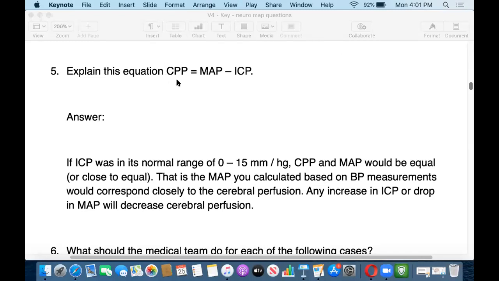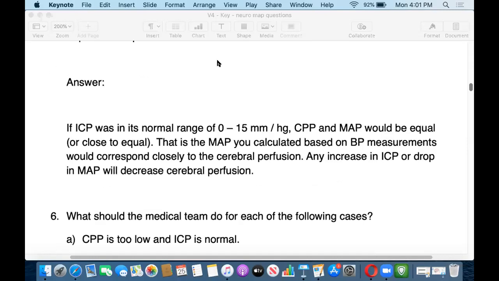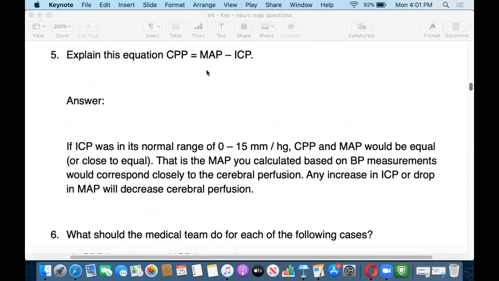What is cerebral perfusion pressure? It's MAP, which honestly, for our purposes, you could think of MAP, mean arterial pressure, as the same as just blood pressure. I mean, MAP is calculated by way of taking your systolic and diastolic blood pressures and running it through a fairly fancy equation. You do not need to know that. You can think of mean arterial pressure for our purposes as the blood pressure reading that you get, okay? That wouldn't be too bad of a way to look at it. And ICP is what we just talked about, that is the intracranial pressure.